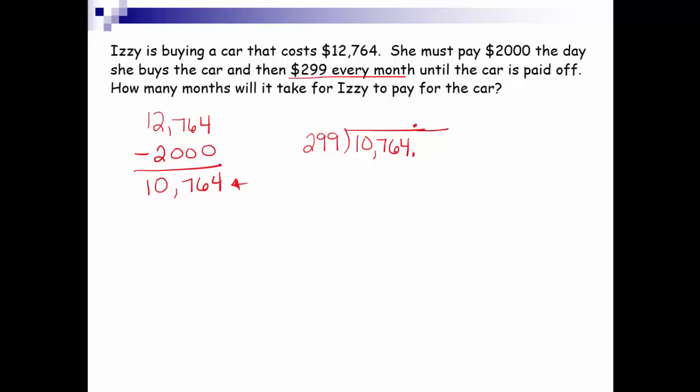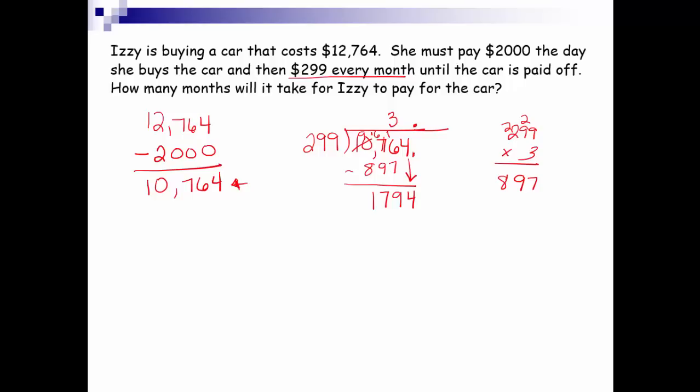So now I say 299 goes into 1,076, probably about 3 times. 299 times 3. 3 times 9 is 27. 9 times 3 is 27, 28, 29. 3 times 2 is 6, and 2 is 8. 897, that looks like. So I need to go ahead and subtract that off. Borrow from the 7, make the 7 a 6. 16 minus 7 is 9. I can't take 9 from 6. I'll borrow from the 10, make the 10 a 9. That becomes a 16. 16 minus 9 is 7. 9 minus 8 is 1. And then I just have to bring down the 4.